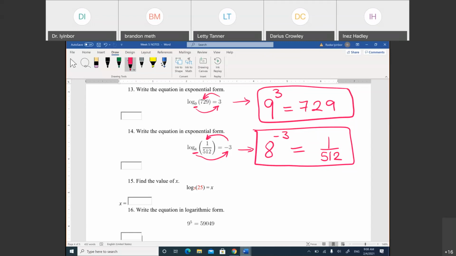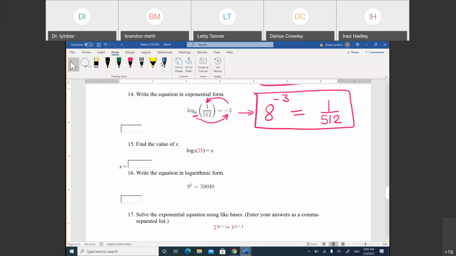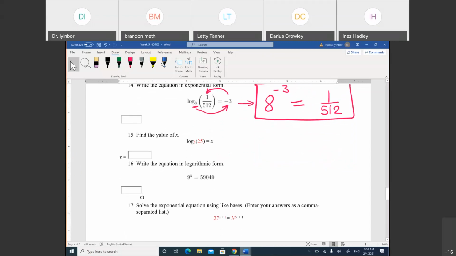Now, let me show you how to do number 15. Number 15 doesn't ask me to switch it around, but it says find the value of x. So how are you going to find the x? I'll explain what logarithm means. Logarithm with base 5 of 25 means how many times you multiply 5 to get 25. So how many times?